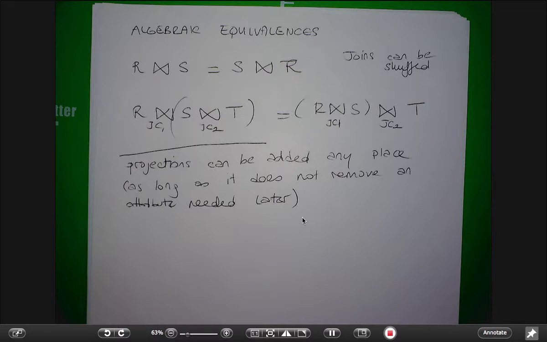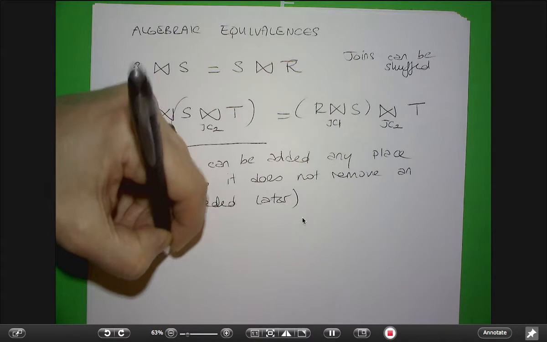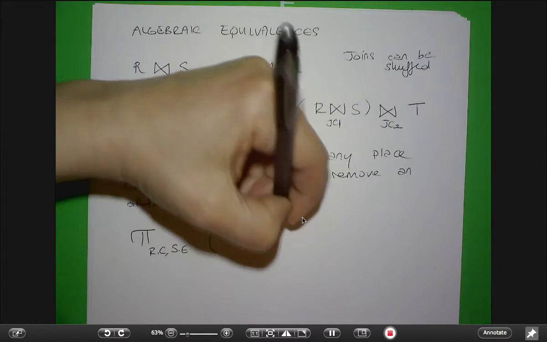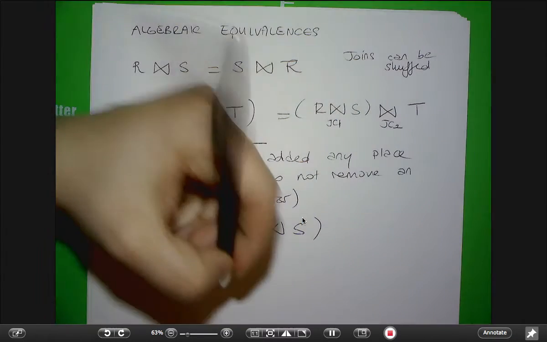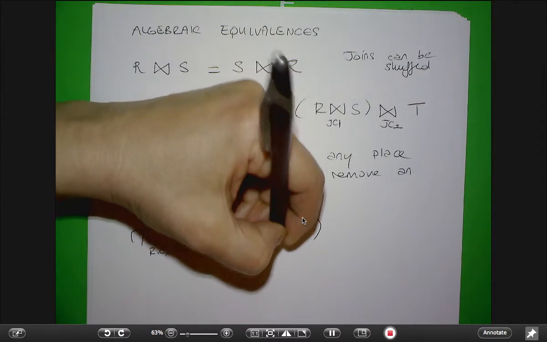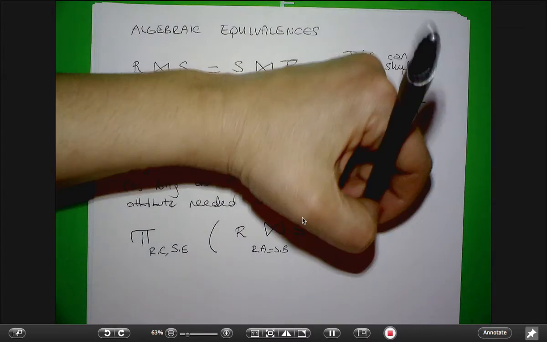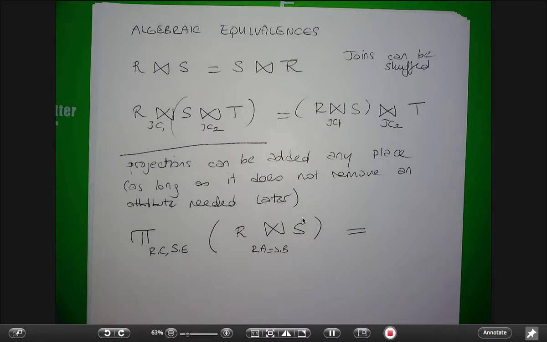So for example, if I had, what was the query that I had? I had project on r.c and s.e from join of r and s on r.a, s.b. Okay. So if I needed to do this, what I can do is I can add additional projections. So before I join, I can project from R only the tuples that I will need after that point on.